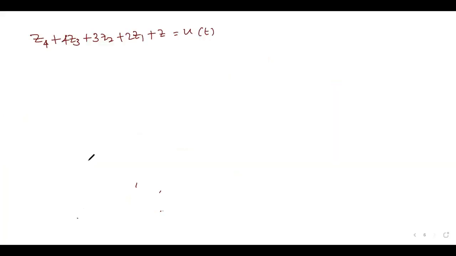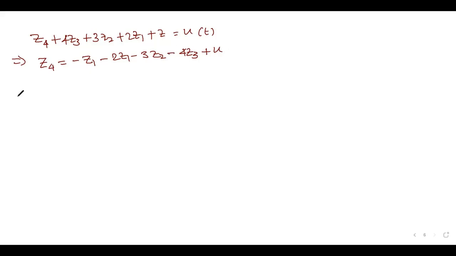So what to do next? Z4 is equal to minus Z minus 2Z1 minus 3Z2 minus 4Z3 plus U. All right. This is taking the highest power in the left hand side. So now select a variable. What should we take? Minus 4Z3, right? Minus, yes. Okay, fine.